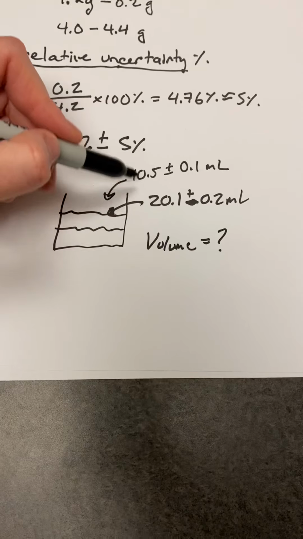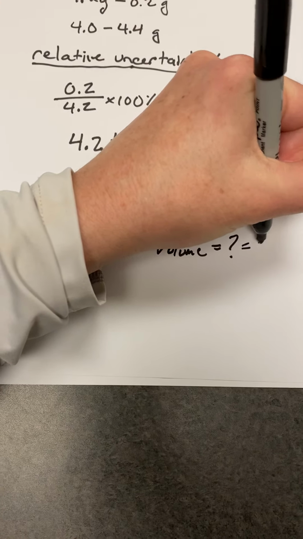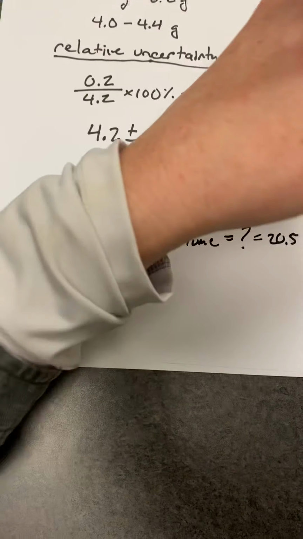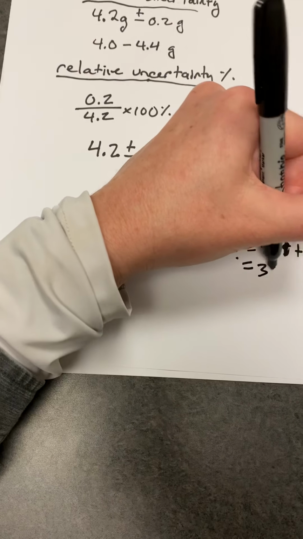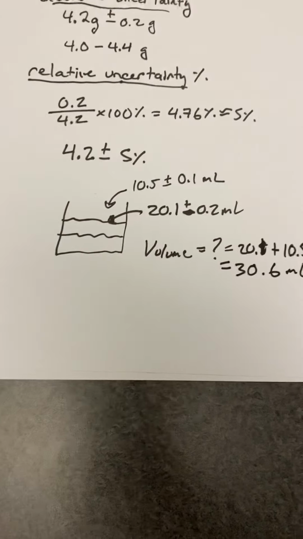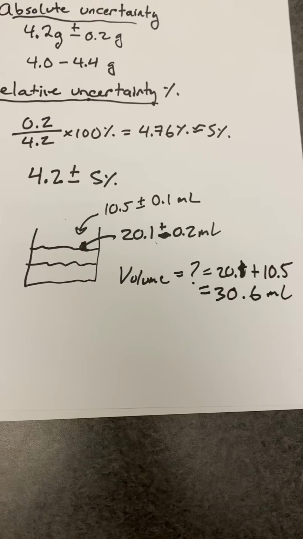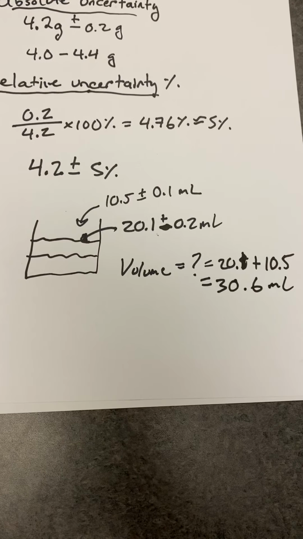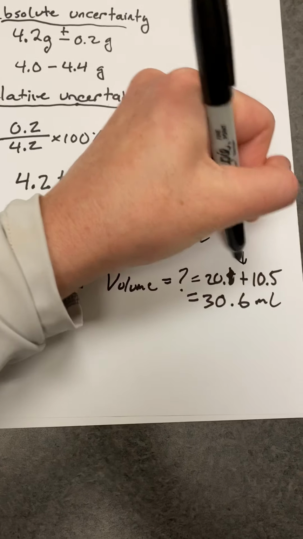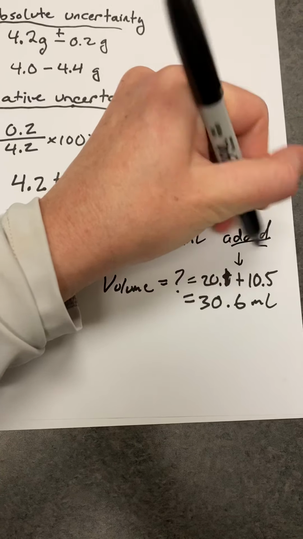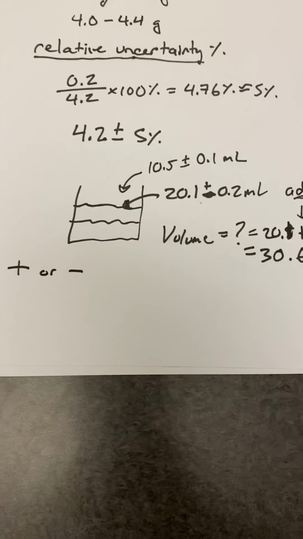Well, until now, you probably would have just added this plus this, and we're assuming that volumes are additive, and you just said 20.1 plus 10.5 gives me 30.6 milliliters. And you'd be right, but we still have to account for these errors. So whenever you do a calculation, you have to ask yourself, what type of math did you do? So here we added. And when you add and subtract, it's going to be different than when you multiply and divide.